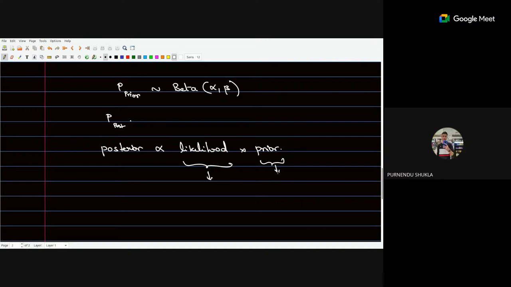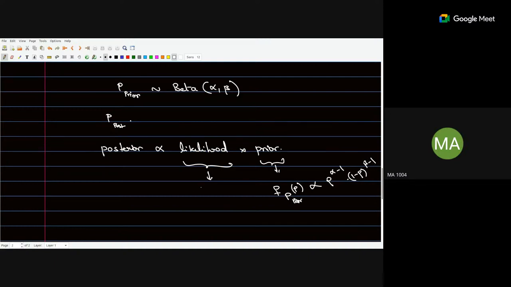So from here, I know this prior distribution. This prior is given to be beta alpha comma beta. So can I write this? What will this be? It will be gamma alpha plus beta by gamma alpha into gamma beta, times p raised to alpha minus 1, into 1 minus p to the beta minus 1. Correct? So this I have.